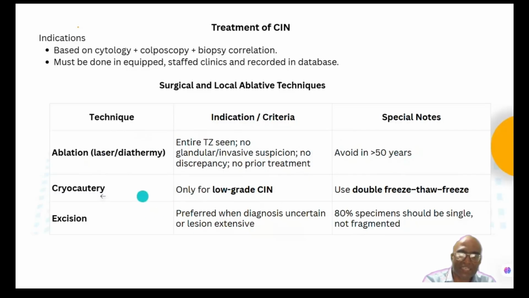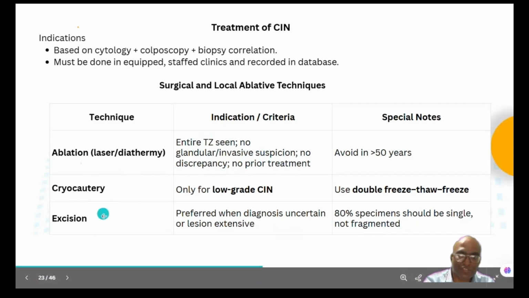If it is a low grade CIN, the cryocautery is used. If the ablation technique is to be used, the entire TZ should be seen. There should be no suspicion of invasion or glandular abnormality, no discrepancy, and no prior treatment. Otherwise, go for excision. This is preferred when the diagnosis is uncertain or the lesion is extensive.